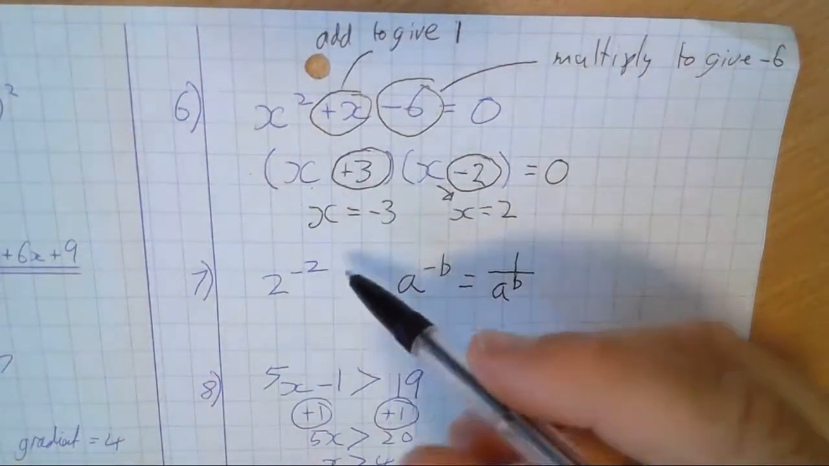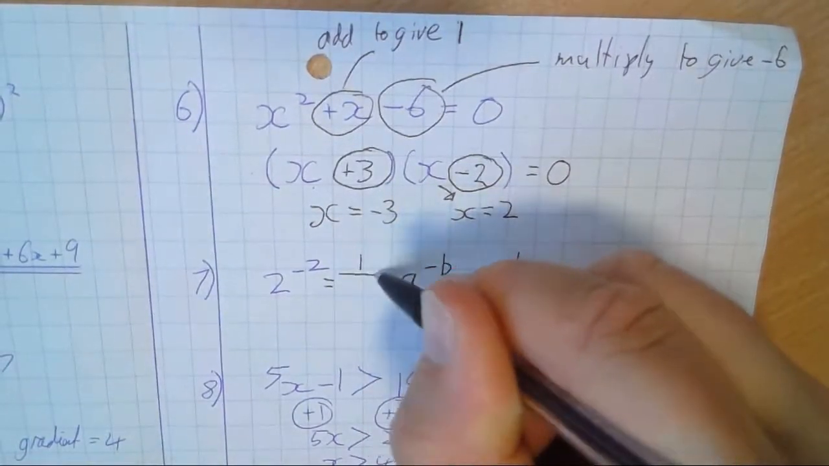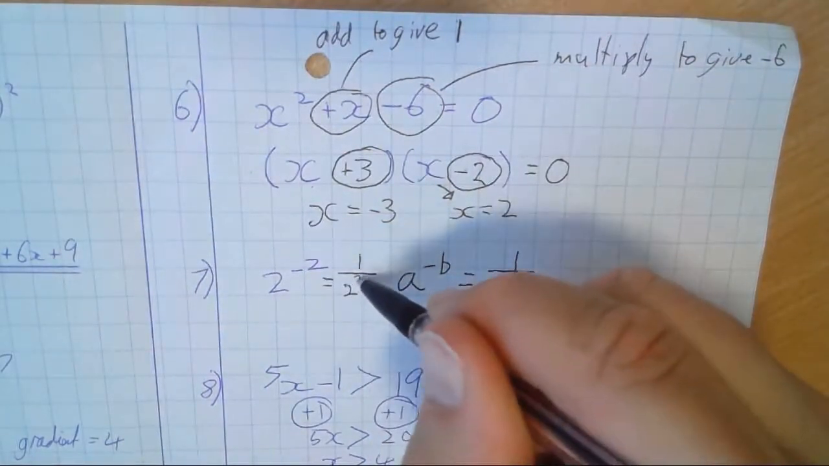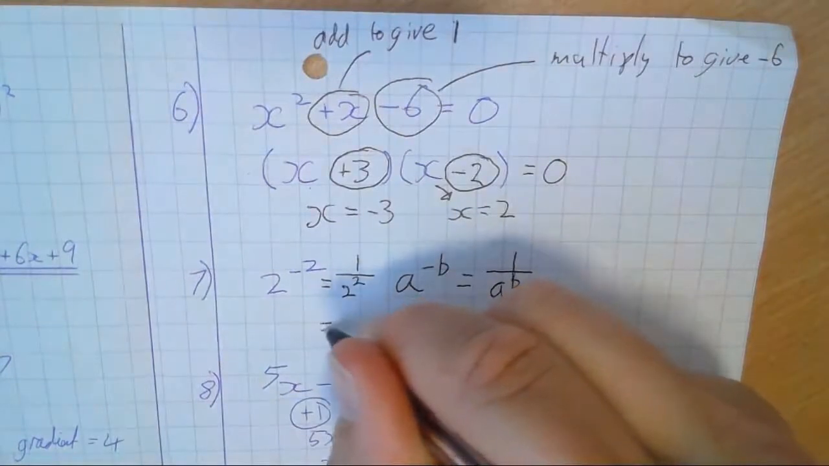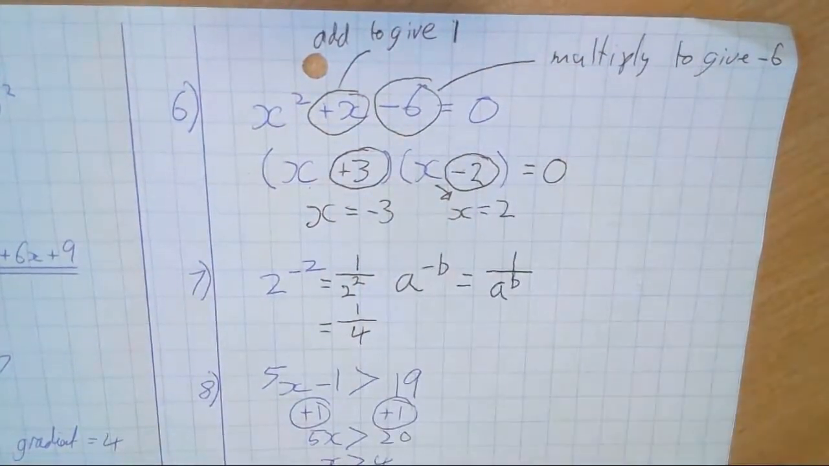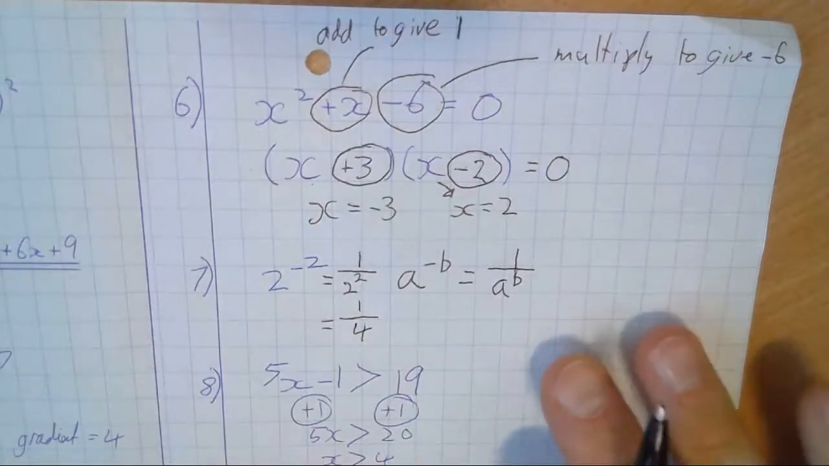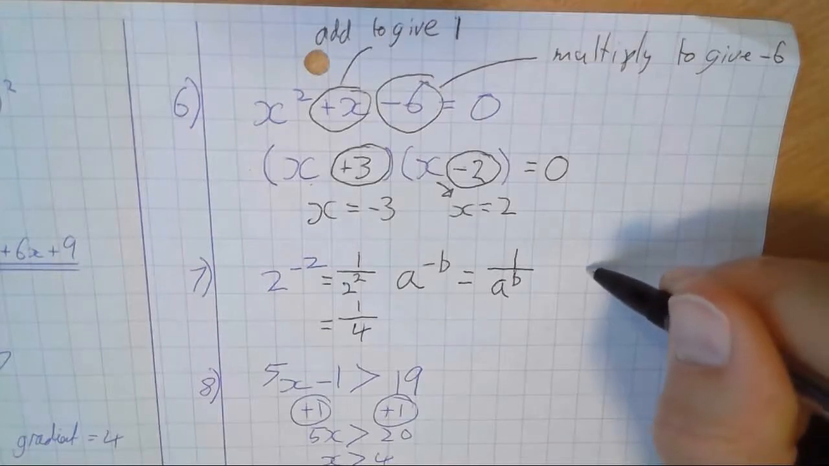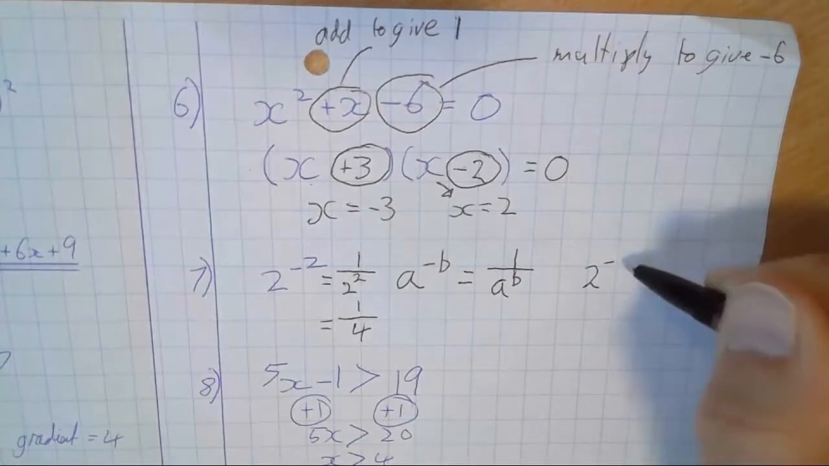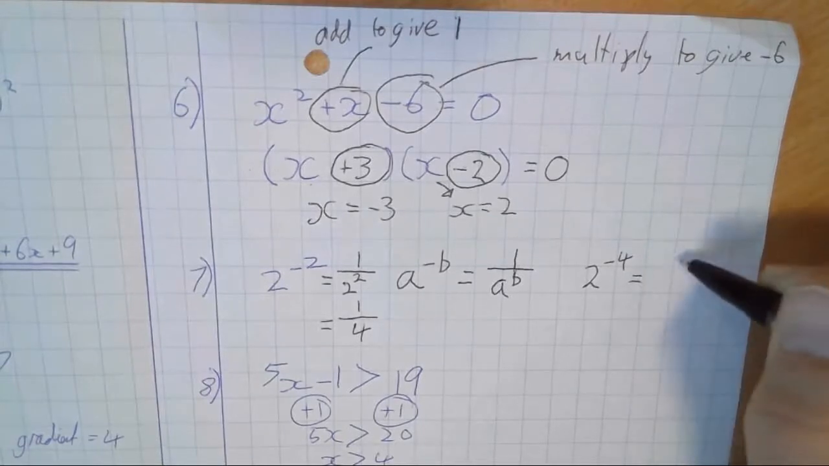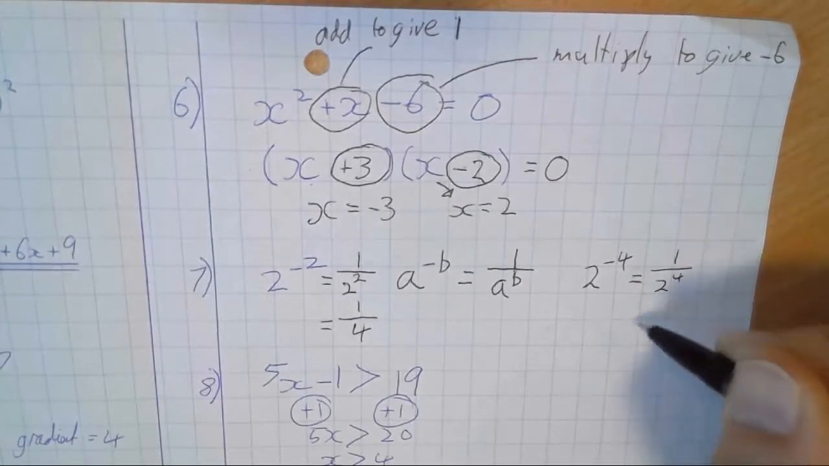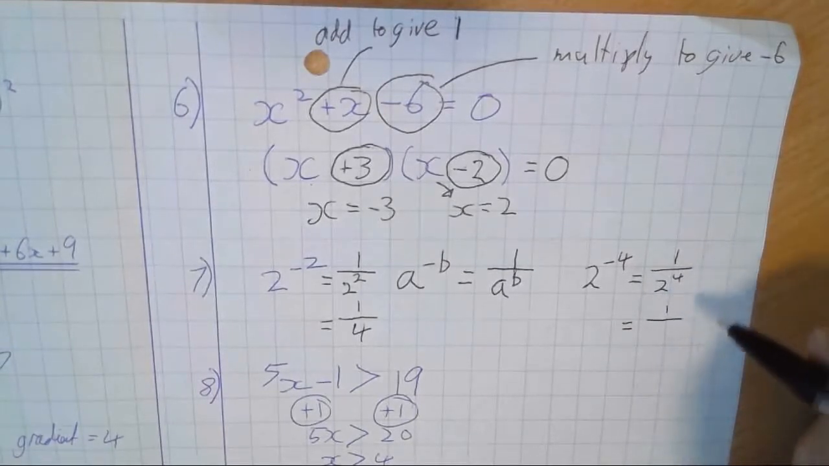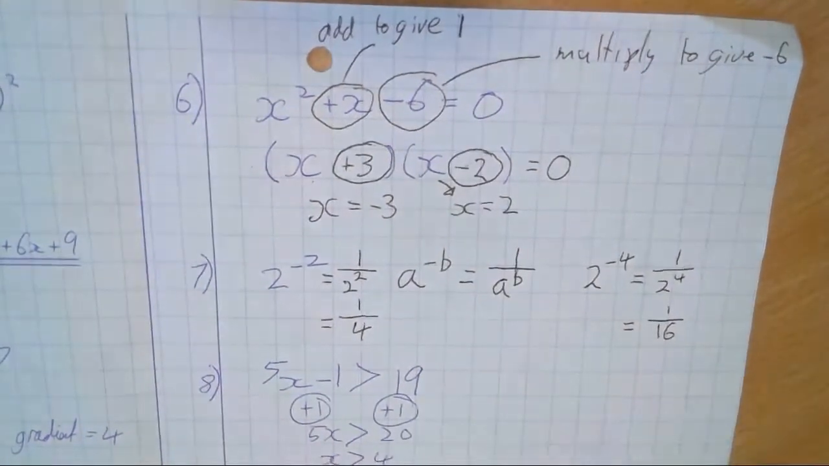So in this situation here, it's just going to be 1 over the base here, which is 2, to the power of the positive power, which is 2. So that's just going to be 1 over 2 squared, which is 1 over 4, and there's your answer. I'll do another example here to help. If I had 2 to the minus 4, that would be 1 over 2 to the 4, which is 1 over, 2 times 2 is 4, times 2 is 8, times 2 is 16. That would be your answer.